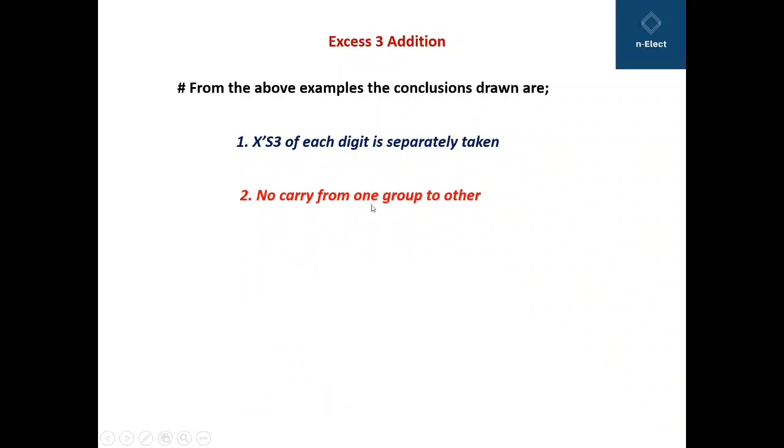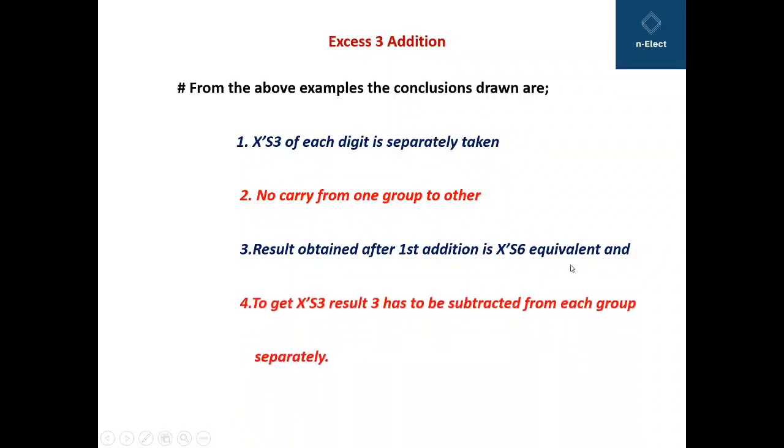From the above examples, the conclusions drawn are: excess 3 of each digit is separately taken. No carry from one group to the other. The result obtained after the first addition is the excess 6 equivalent, and to get the excess 3 result, 3 has to be subtracted from each group separately. These are the inferences, or this is the procedure we have adopted while doing the excess 3 addition.